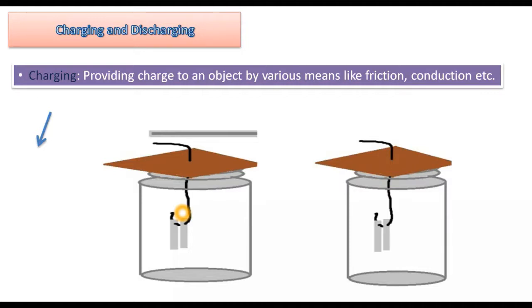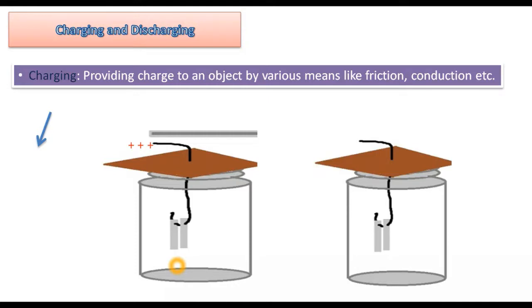This is the process of charging, right? So in the electroscope, at this step, the aluminum foils get charged, and when the aluminum foils get charged, what happens? Since both of them will have like charges, they tend to move away from each other. They will repel each other.